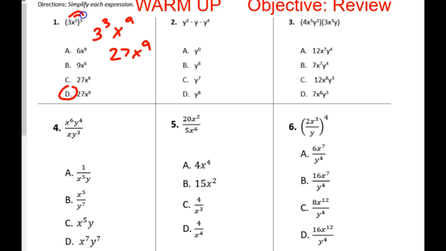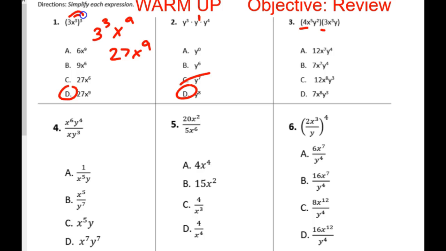Number 2, we can't forget this 1 power. So we add up all the powers, and we got y to the, is it 7 or 8? Y to the 8, okay? Y to the 7 is wrong, because if you got C, you forgot the 1 right here. So it is D.